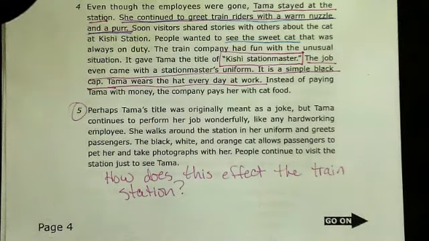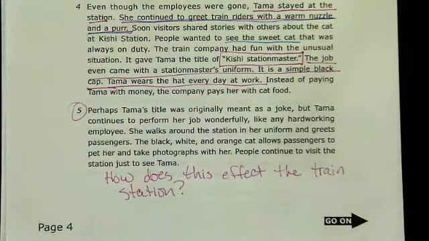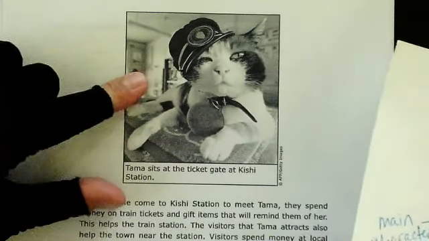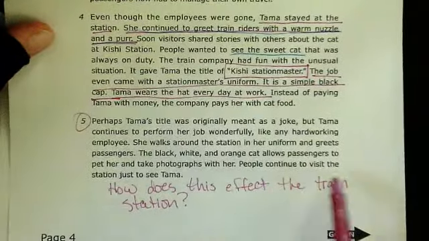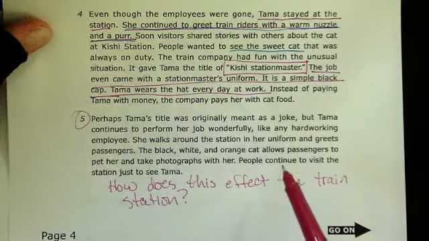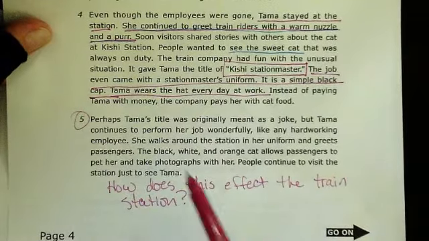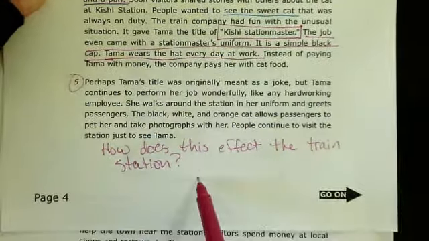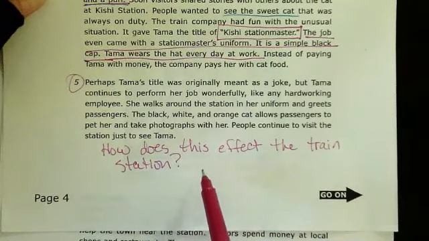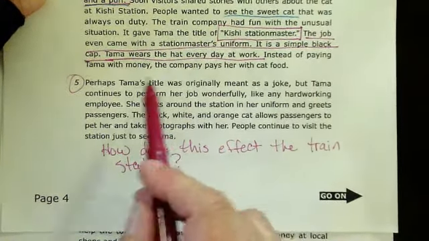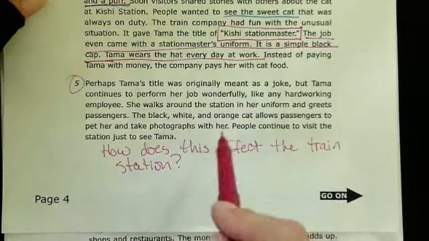So think about everything that Tama's doing. She's strutting around in her little hat, and she's being cute and letting people pet her and cuddle with her. And that's bringing people. People continue to visit the station just to see Tama. So that's bringing people to this train station. So Tama is bringing business back to the train station. That's a big deal. And I know that just by what's happening here.